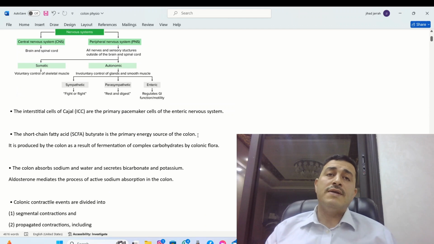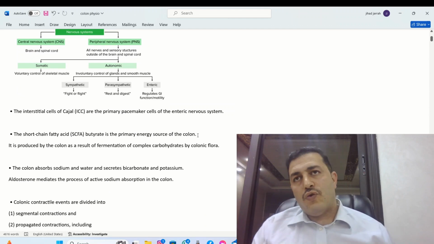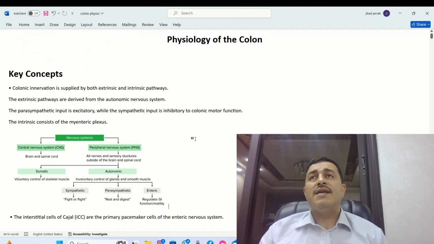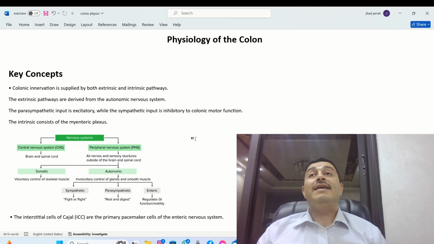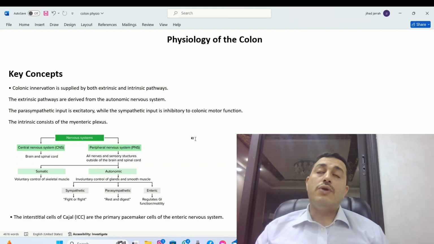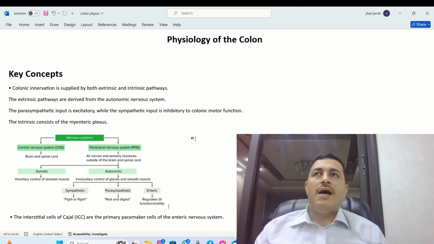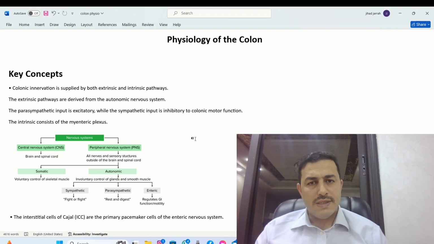Of them, of course, is absorption of water, the main important function of the colon, and absorption of some electrolytes such as sodium, and excretion of potassium and bicarbonate. And this may be influenced by mineralocorticosteroids such as aldosterone, as we will see.